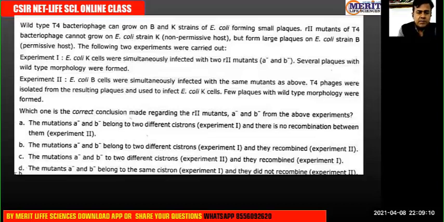Listen, A minus and B minus belong to two different systems. That's why they were recombining. In experiment 1 and experiment 2, the recombination will happen in experiment 2. In the first, it is a different system, right? That's why B should be correct. What do you say?